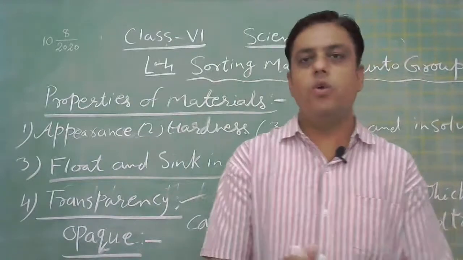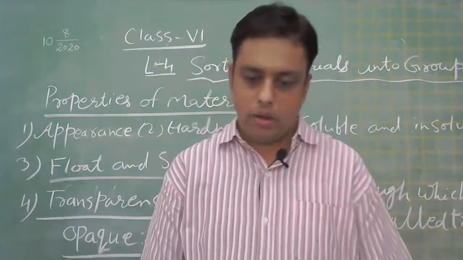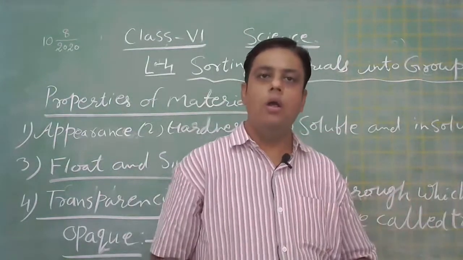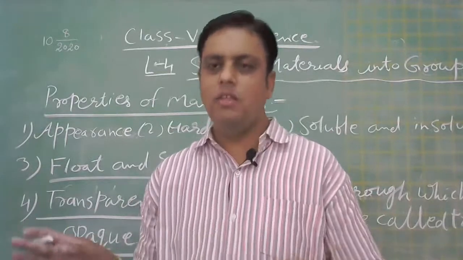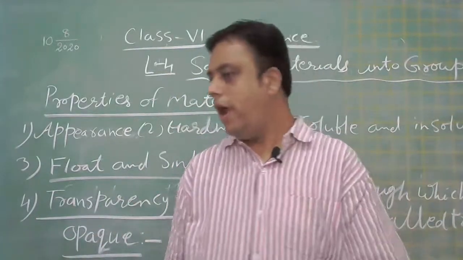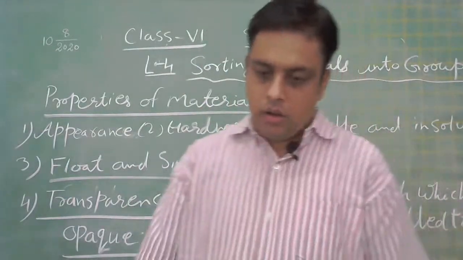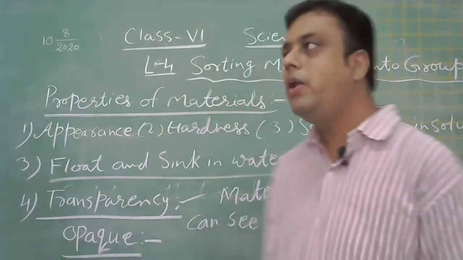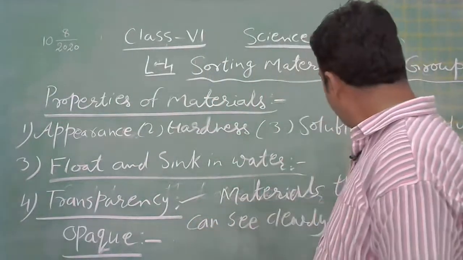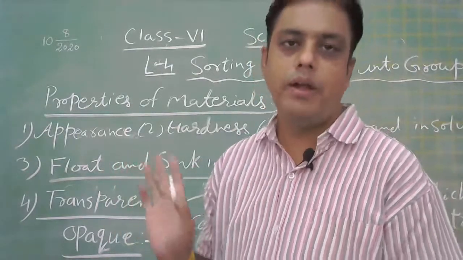Most of the metals are opaque. Wood, paper, stone, all these and other things are not transparent. Most things are opaque. And the property of a material through which you cannot see is called opacity. One is opaque: all the materials through which you cannot see are called opaque materials.